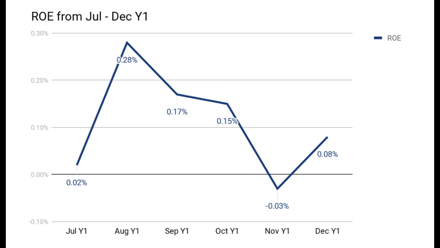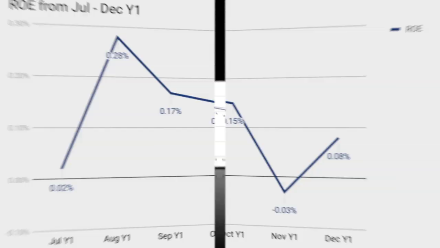Now let's look at ROE. The last two quarters of the first year were a bit rough for Phantom Hotel. The highest ROE was achieved in the month of August due to having 89% of total occupancy. The lowest ROE was recorded in the month of November. With the net loss of 6,876 in November, ROE dropped to minus 0.03%.